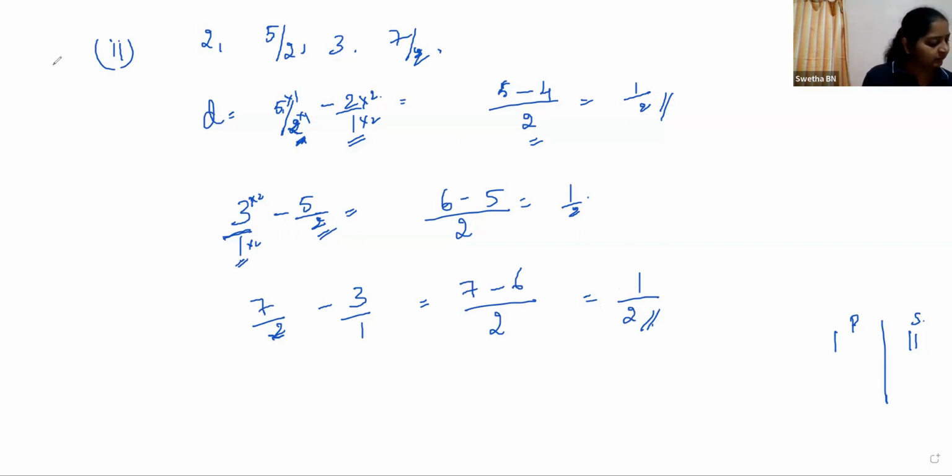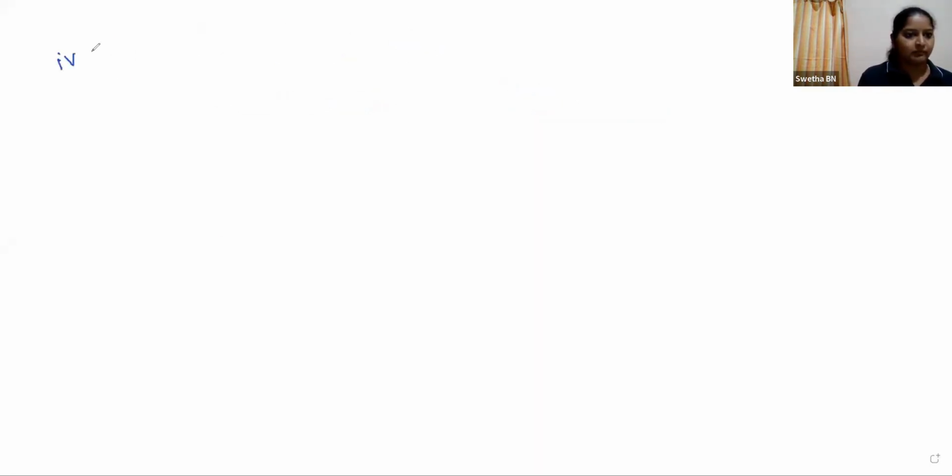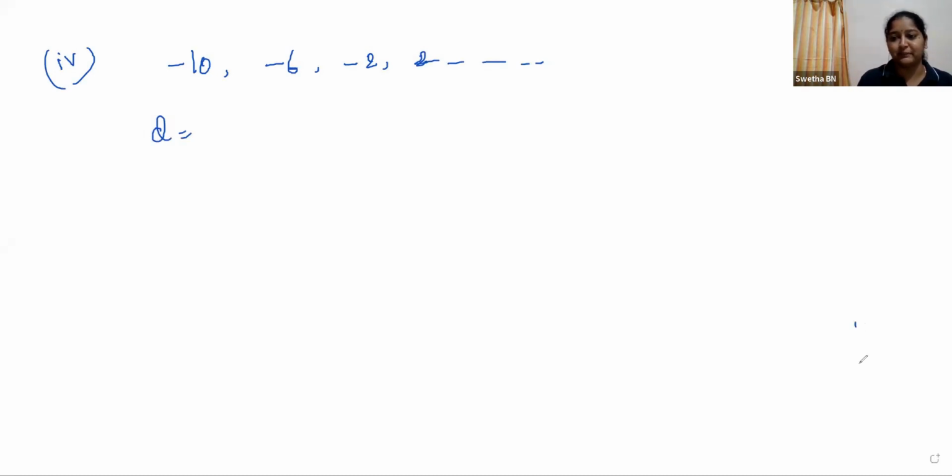Okay, next one. We'll do the fourth sum. Minus 10, minus 6, minus 2, 2, and so on. Yes, what is D here? Find it fast and tell me. Shreya, 2 points. Panchami, 1. Okay, Shreya is chatting. Okay, log out and log in, Shreya.